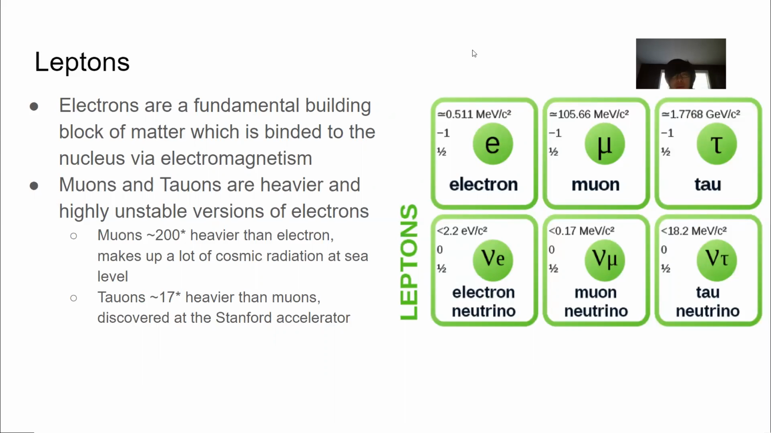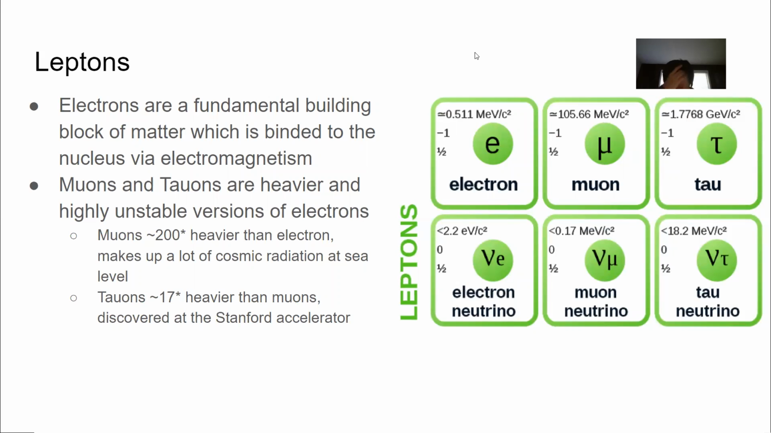So practically, what do they do in real life, right? Where do we find them? We find them in a lot of cosmic radiation. For example, muons make up a lot of cosmic radiation, and the discovery of them was from astronomical observations, and they're usually emitted from very extreme events in the sky. And for tauons, they were discovered here at the Stanford Accelerator, and the muons are about 200 times heavier than the electron, and then tauons are 17 times heavier than muons, so even heavier than that.